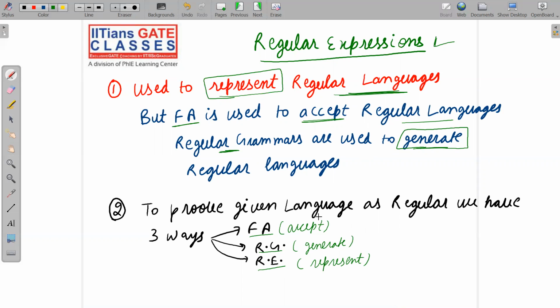And if you want to prove that a given language is regular, how will you prove it? We have three ways: either you design an FA for it, or you design a regular grammar for it, or you design a regular expression for it. Okay, I hope I have made the point clear. Please note down this slide. I'm jumping to the next slide.